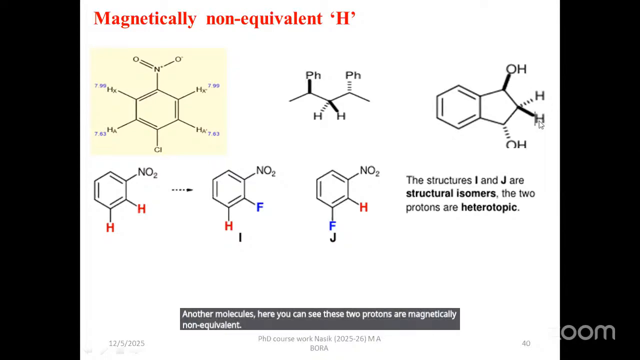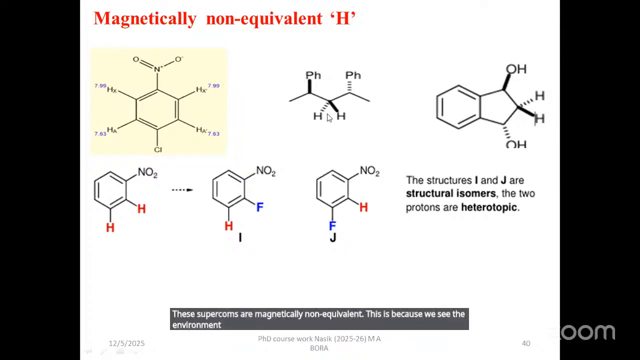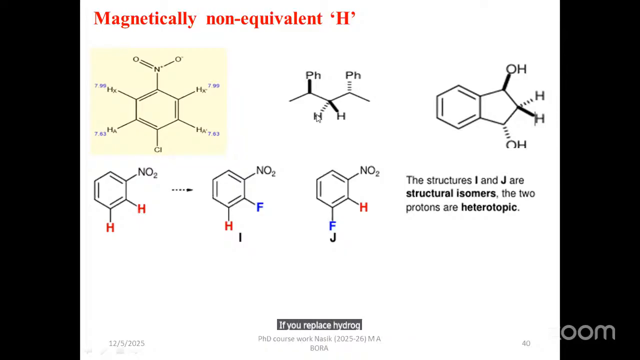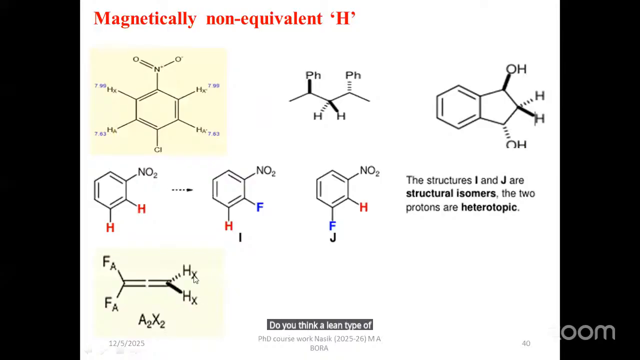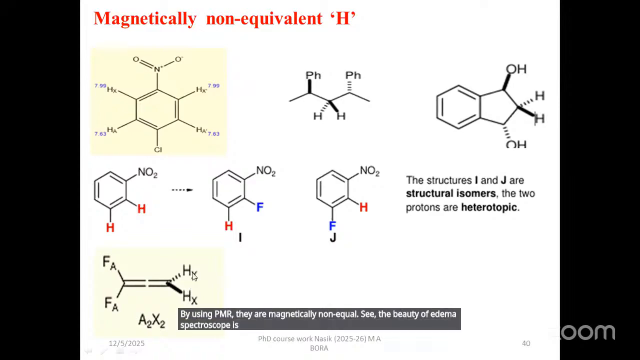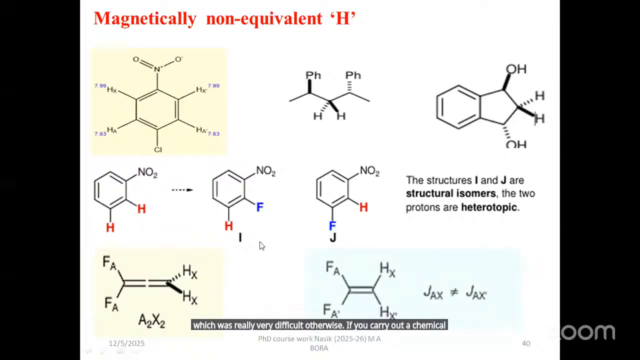Another molecule: here you can see these two protons are magnetically non-equivalent. This is because of the environment around them. If you replace the hydrogens by some X, you'll get diastereomers, and that is why we call them magnetically non-equivalent protons. Take an allene type of system; again these two protons can be distinguished by using PMR. See the beauty of NMR spectroscopy, that we can distinguish between these protons, which was otherwise really very difficult. If you carry out a chemical reaction, we cannot distinguish between them.